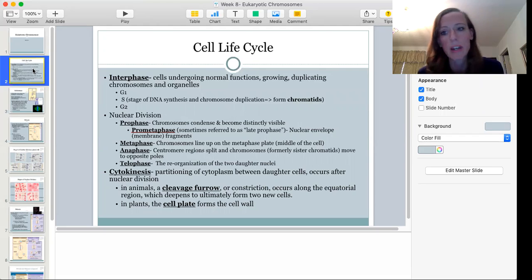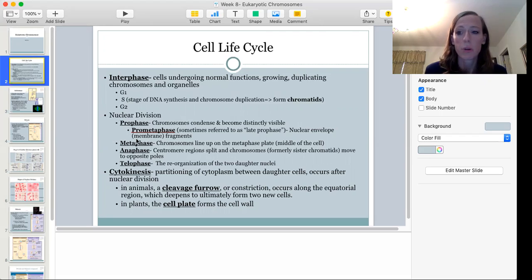cell is going to be spending most of its time. This is when the cell is undergoing its normal functions, it's growing, and it will also be duplicating chromosomes as well as the organelles within the cell to prepare for nuclear division. Okay, so interphase is where it spends most of its time.